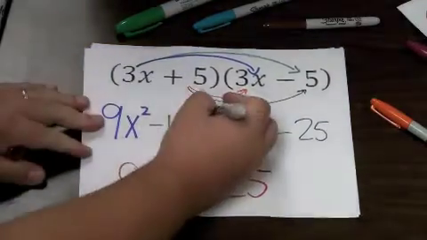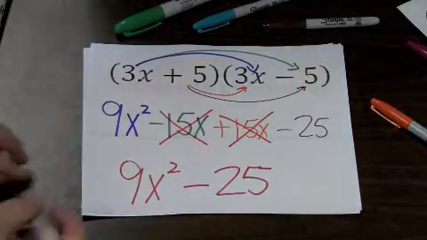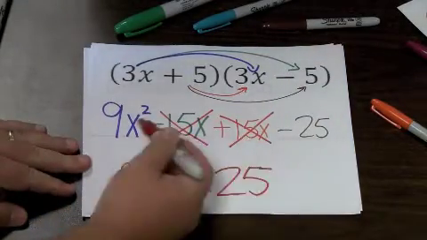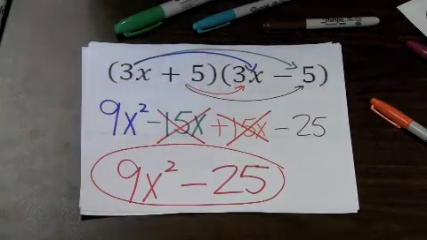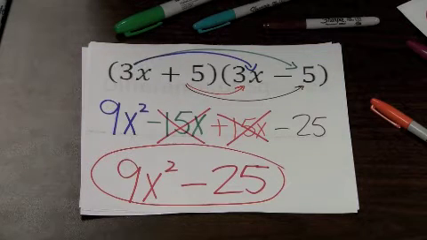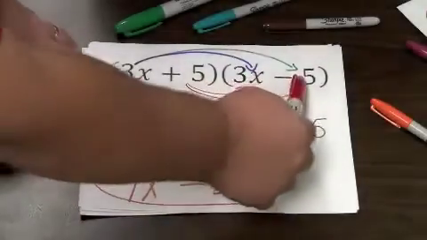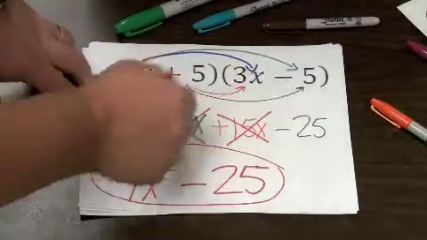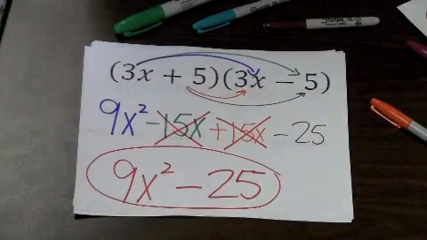Get your like terms together. Remember, like terms have to have the same variable raised to the same power. Negative 15x plus 15x, they go away. What are you left over with? 9x squared minus 25. Okay, so what are these things? What do you notice about the product of these binomials? Well, the binomials look exactly the same except for the sign that's different in the middle. And instead of getting a trinomial, we end up getting a binomial.